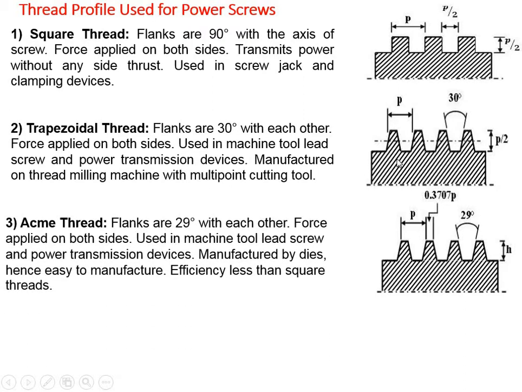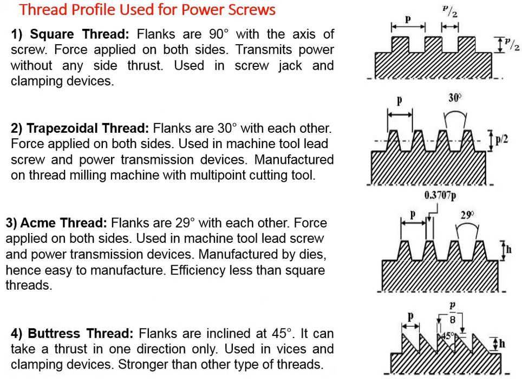Now the next term, acme thread. In case of an acme thread, the flanks are at 29° with each other. Earlier in the trapezoidal thread the flanks are 30°, and in case of the acme thread it is 29°. Here you can see. The force is applied on both sides, and it is also used in machine tools, lead screws and power transmission devices. Again they are manufactured by dies, hence easy to manufacture, and efficiency is less than the square thread.